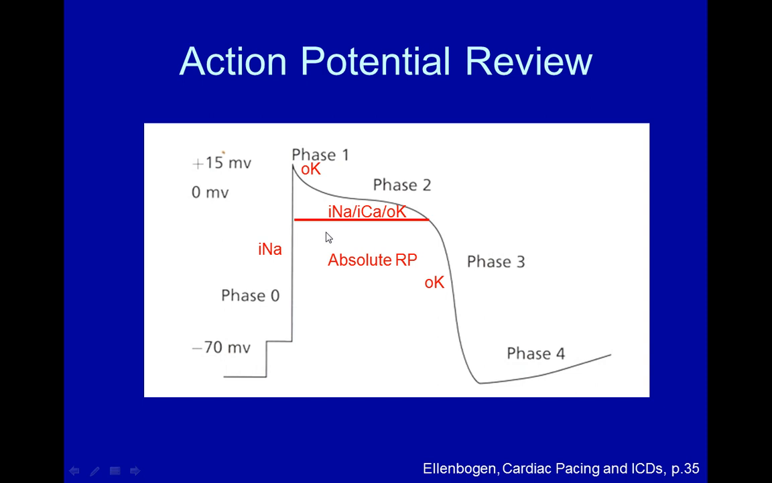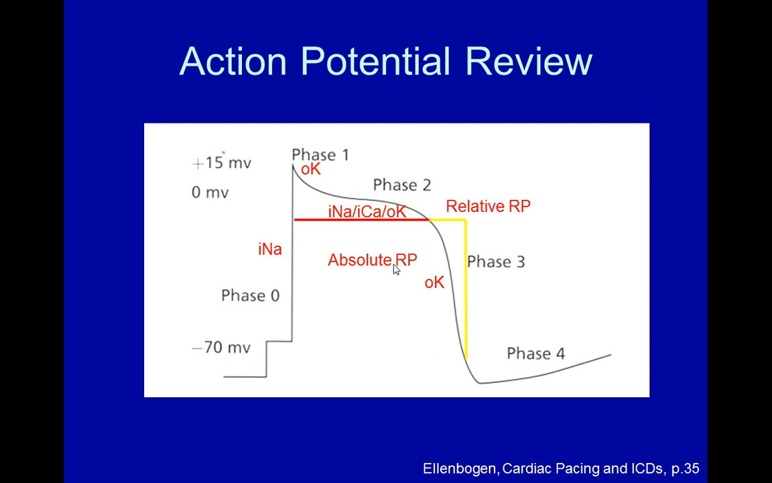Now, phase 2 of the action potential is essentially the absolute refractory period of the myocyte. There just aren't enough sodium channels that can be opened to regenerate an action potential. So that's the absolute refractory period of the myocyte.